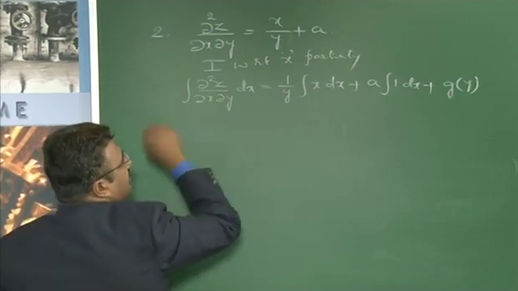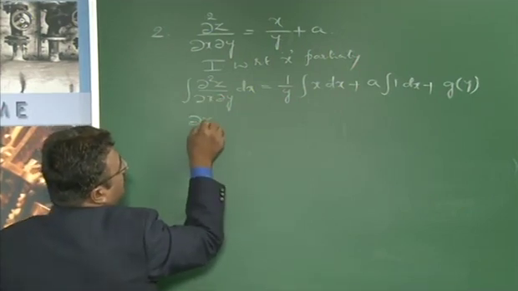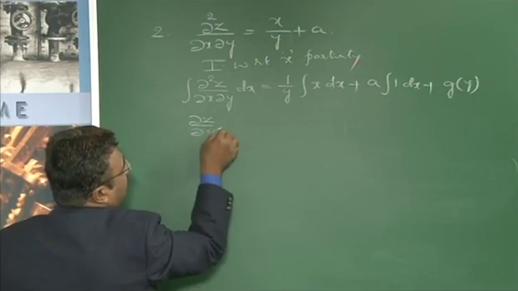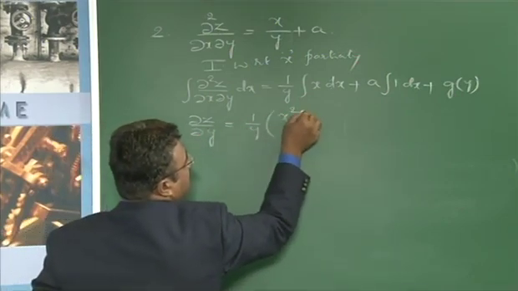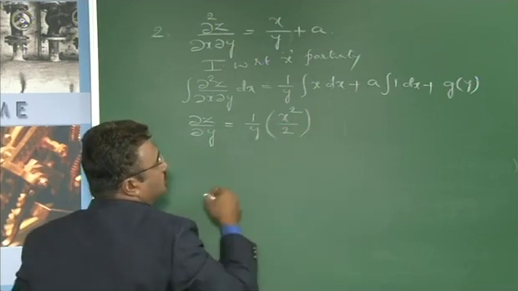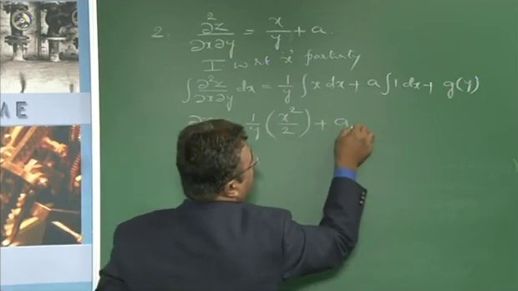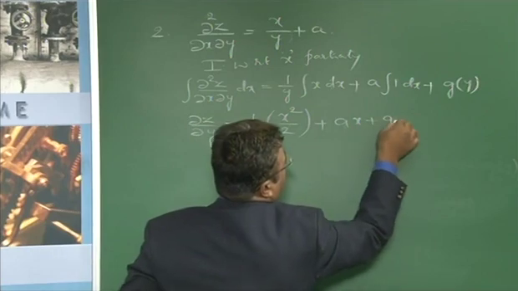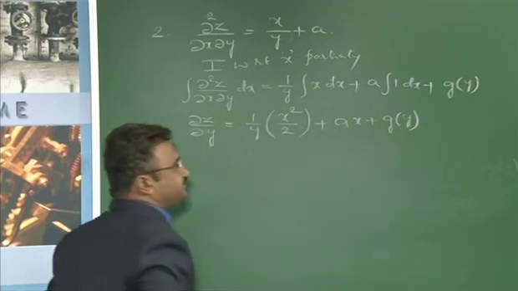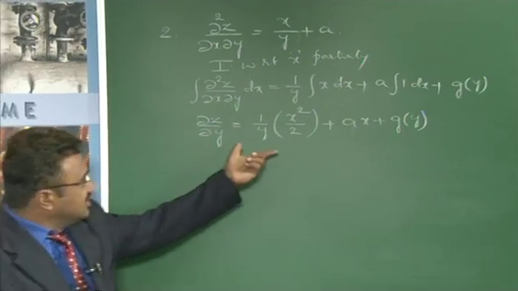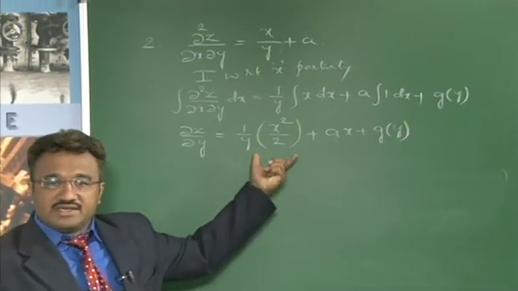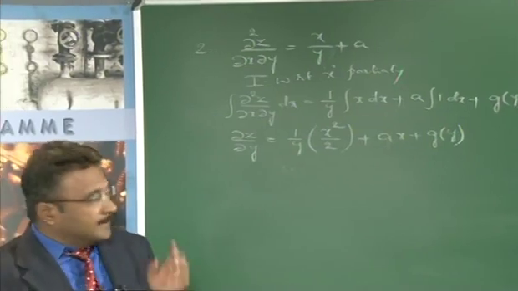Now, one of the derivatives with respect to x will be cancelled, we get only ∂z/∂y equal to 1/y times the integration of x, that is x²/2, plus a x plus g of y. So this is the result obtained by integration with respect to x.